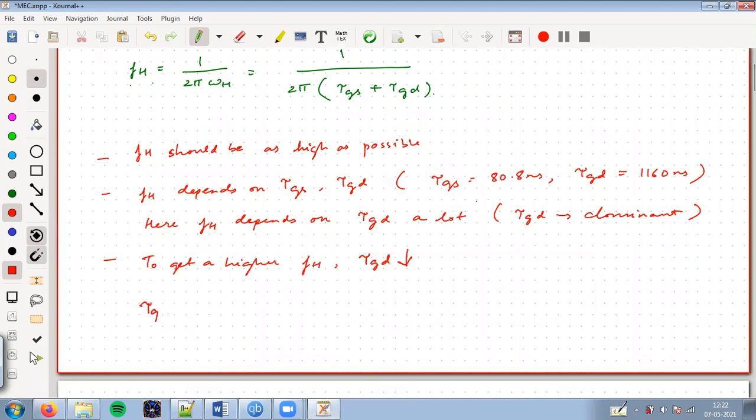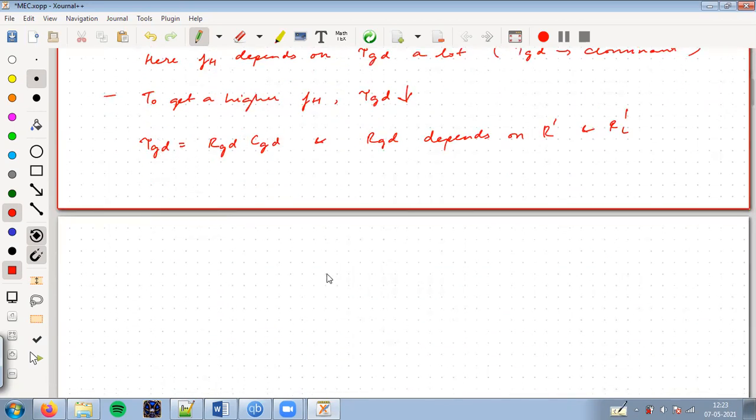But tau gd is actually RGD times CGD, and RGD depends on R prime and RL prime. This analysis I'm doing here pertains to the previous example which I solved in the last class. By looking at that example, I'm drawing some inferences. Here tau GD is RGD into CGD, like tau is equal to R into C, a time constant. And RGD depends on R prime and RL prime; in the problem, we derived some expression in terms of R prime and RL prime. So to get a higher FH, tau GD should reduce.